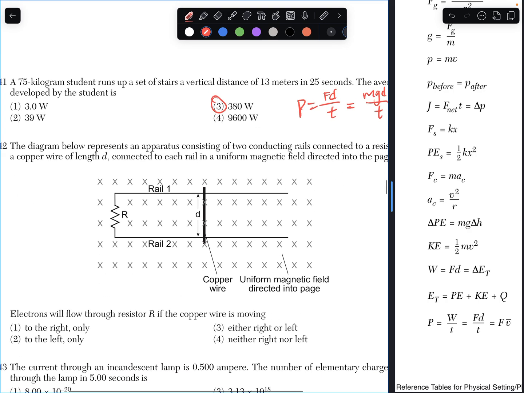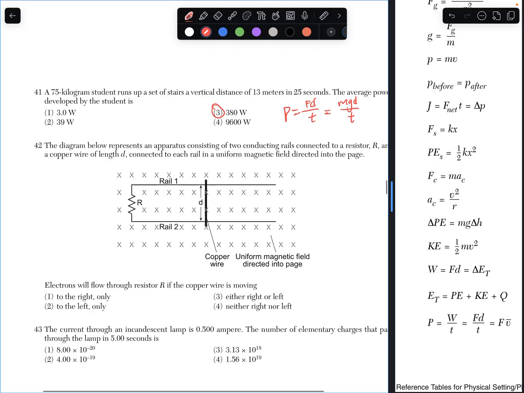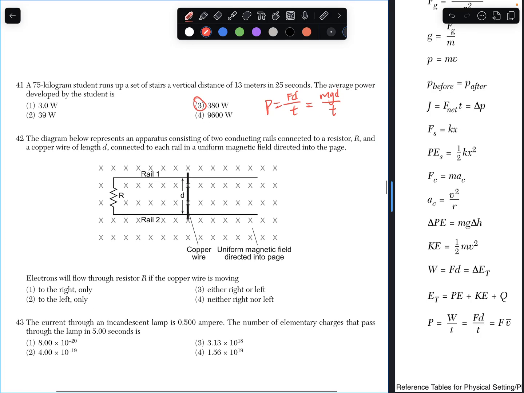Answer choice 3. Okay. The diagram below represents an apparatus consisting of 2 conducting rails connected to resistor R and a copper wire of length D connected to each rail, in a uniform magnetic field directed into the page. The electrons will flow through the resistor R if the copper wire is moving. In order to produce a current, the copper wire has to move perpendicular to the direction of the magnetic field, so it has to move left or right. It would be choice 3. It has to move horizontally.